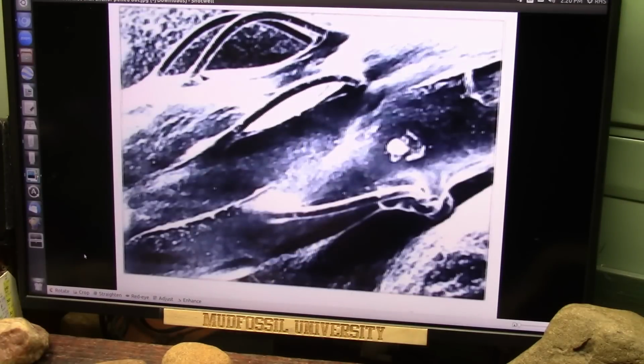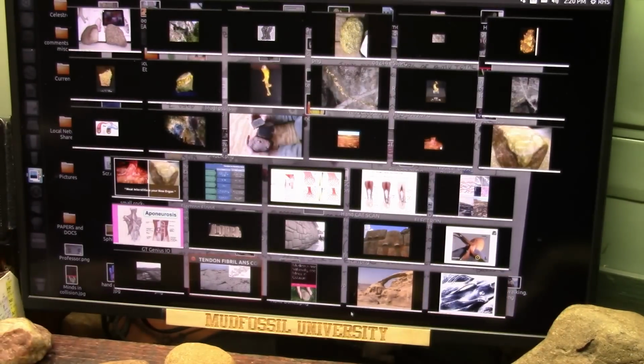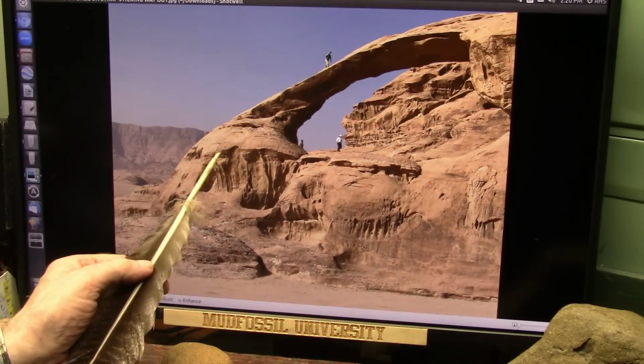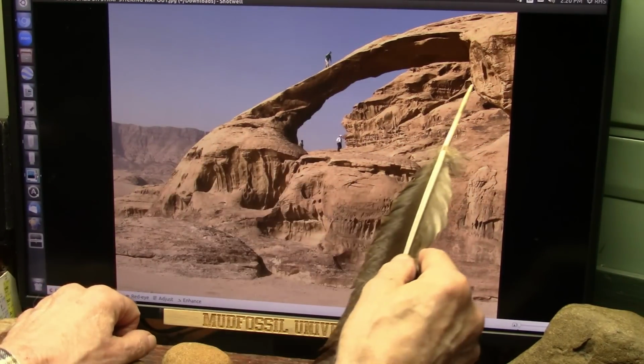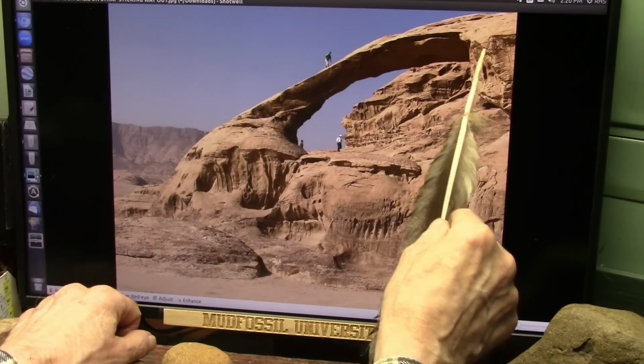Well, guess what? You ever hear of Utah Arches National Park? Here it is right there. That's one of these tendon balls. That's the size of these things. And there was another one here. See that little spot right there?